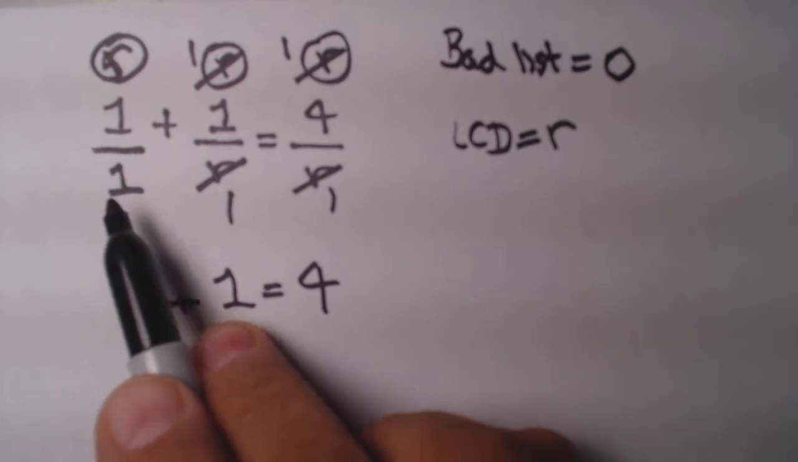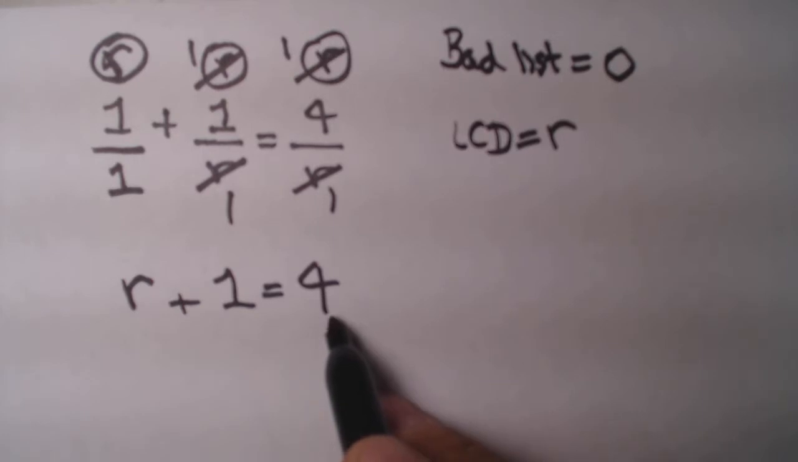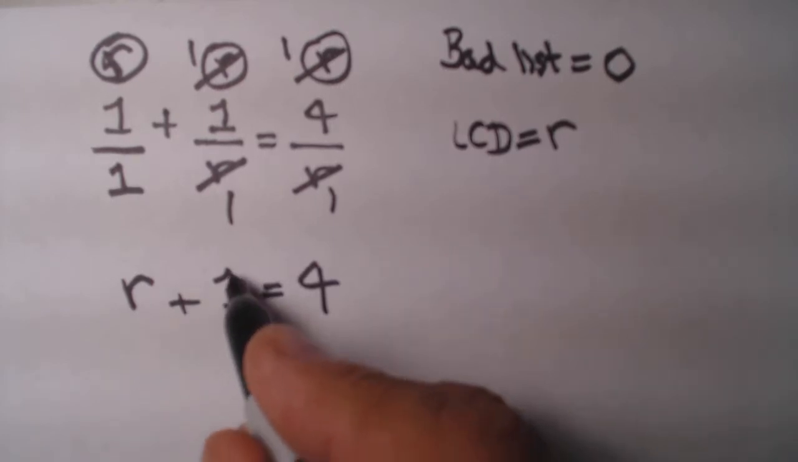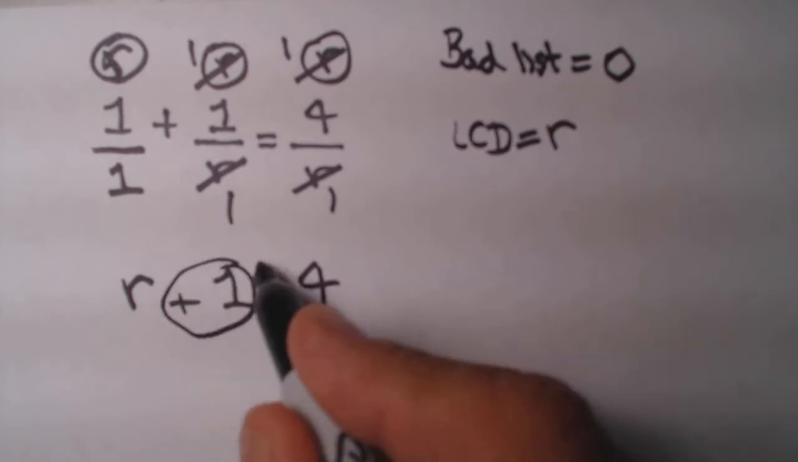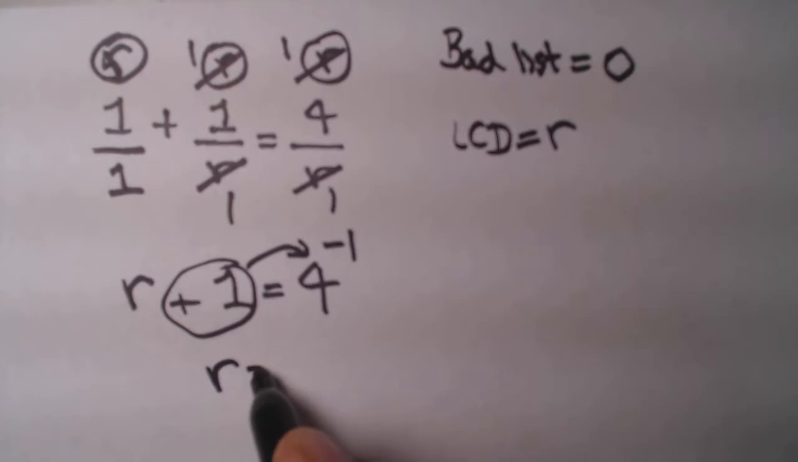He's never going to equal 0, so we don't have to worry about him. Okay, well, let's get back to our equation here. This is a very simple one, nice little linear equation once we clean it up. Plus 1 comes over as negative 1, so I end up with r equals 3.